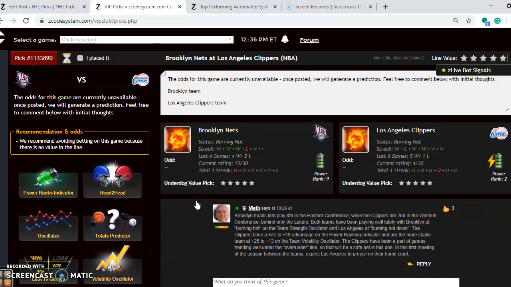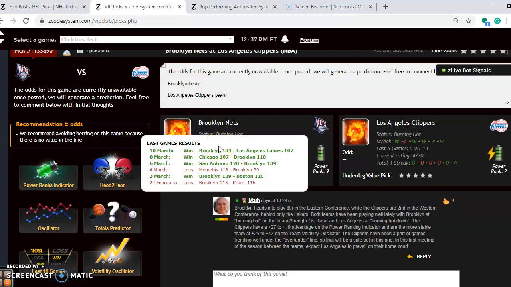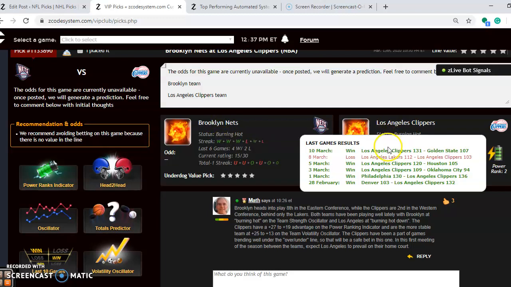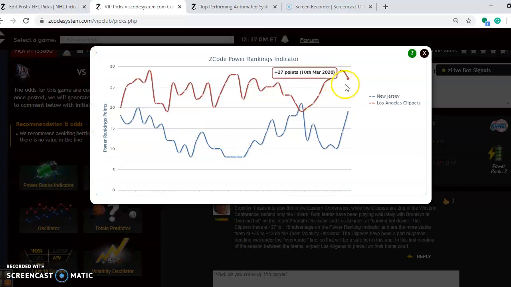Let's take a look at Brooklyn Nets and the Los Angeles Clippers, probably the game of the day. Both teams are burning hot at the moment. You can see that the Nets have won their last three, four out of their last six. The Clippers have won five out of their last six games, the only loss coming against the Lakers by a 112 to 103 margin.